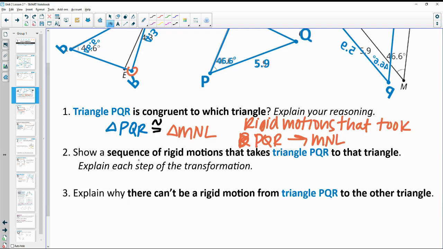So then you can pause the video again if you haven't done this yet, but show a sequence of rigid motions that will take PQR to the other triangle and explain each step. And then explain why there couldn't be a rigid motion that took PQR to this one. So pause the video, then come back.